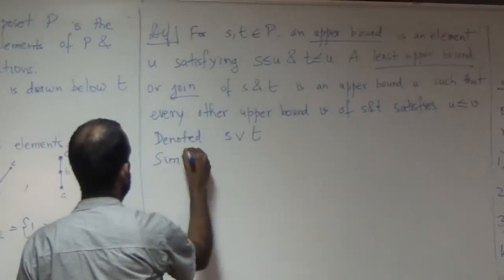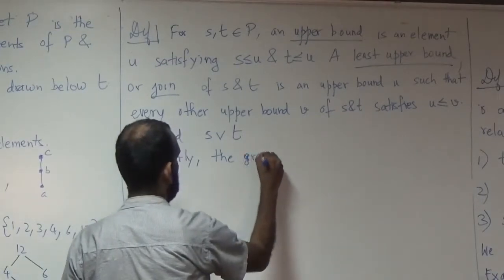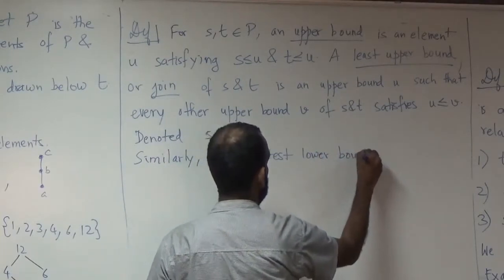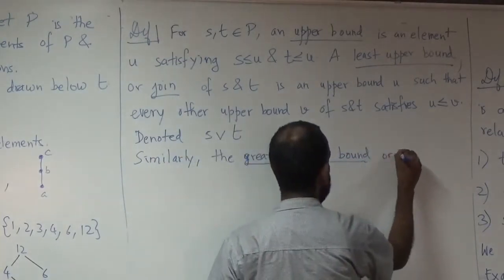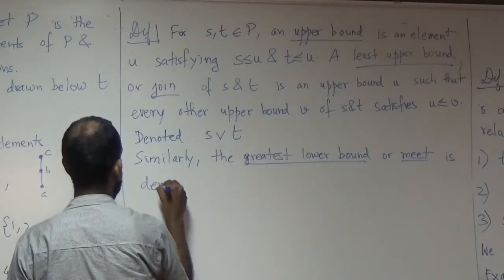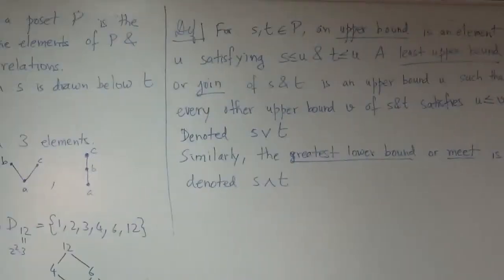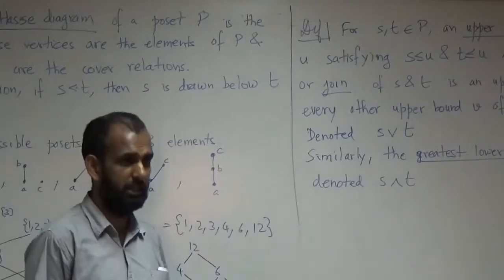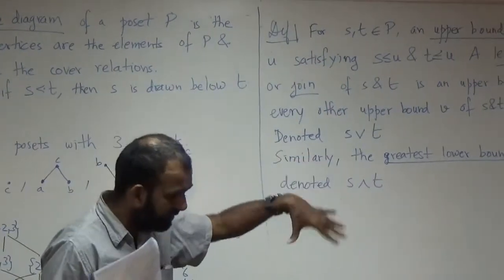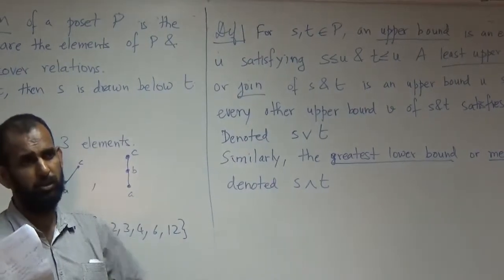Similarly, the greatest lower bound, or meet, is denoted as s ∧ t, read as s meet t. Again, this is the opposite. This is the largest element which is smaller than both s and t.